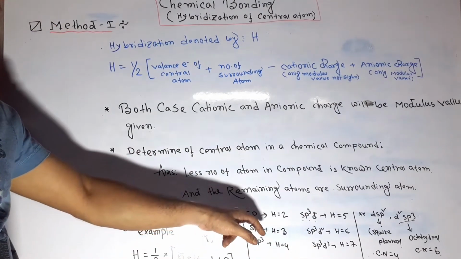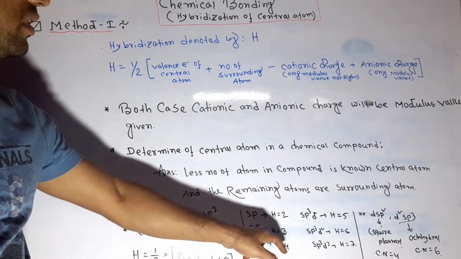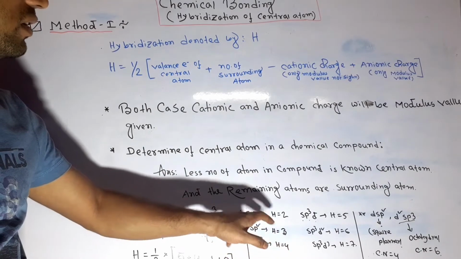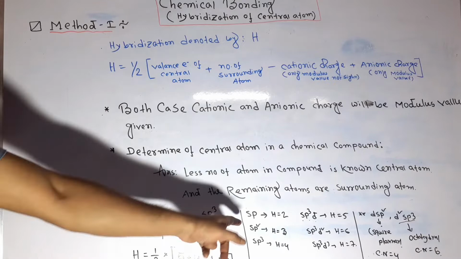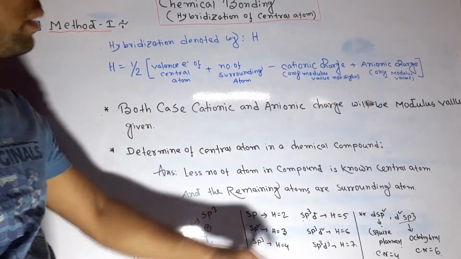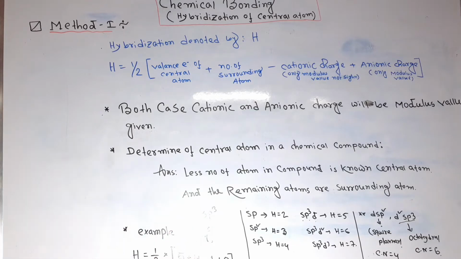If 1s and 1p, that means a total of 2 orbitals, so the hybridization number is 2. If 1s and 2p, a total of 3 orbitals, so the hybridization number is 3. According to the hybridization number, the name is given in this table. Next I discuss the geometry, the shape, and the bond pair and lone pair electrons.